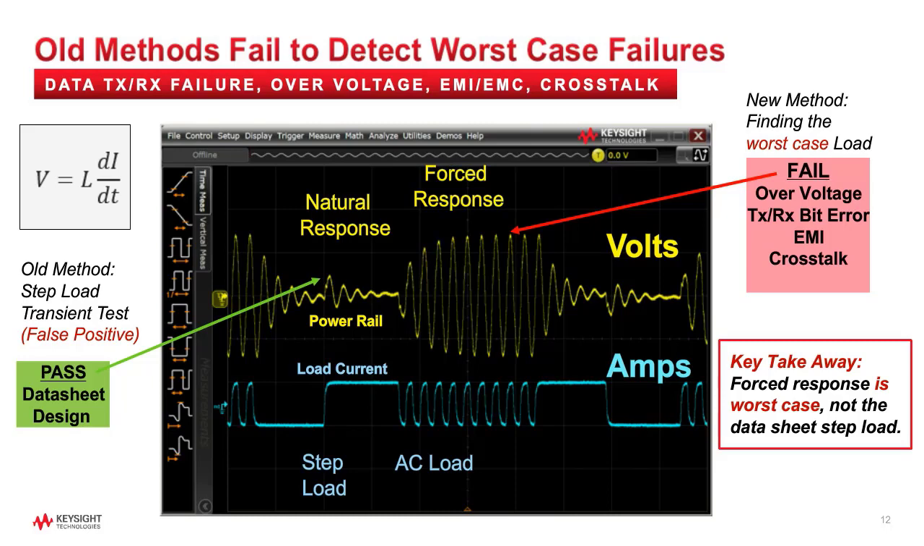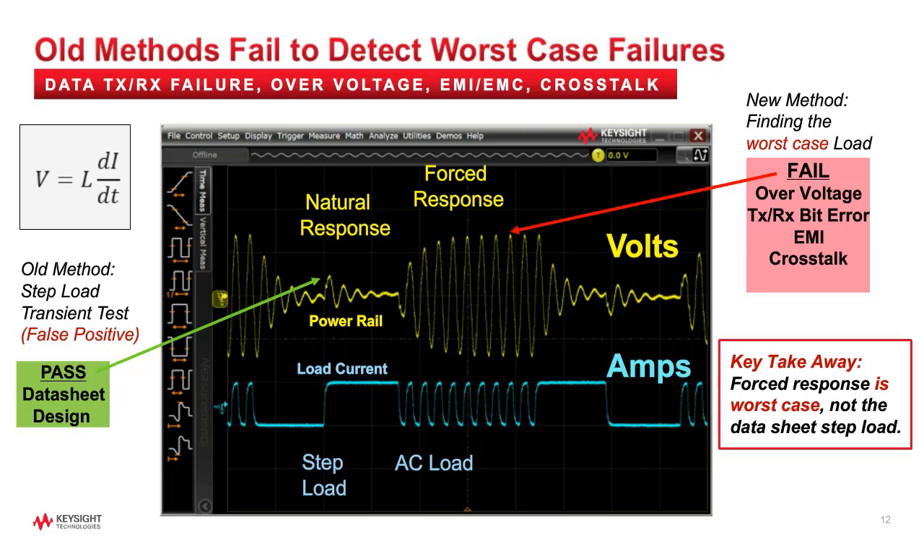When a step load change in current is applied to the voltage rail, then the corresponding response on the power rail is called the natural response. This natural response will often have some ringing, but it decays exponentially. The small voltage ripple generated by the step load could easily pass specs.